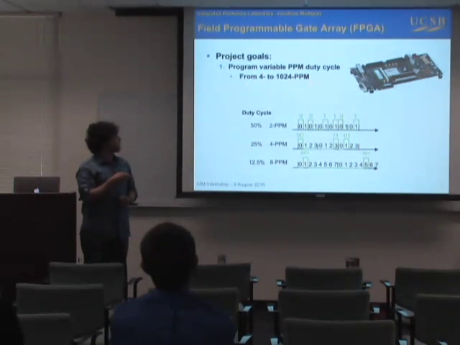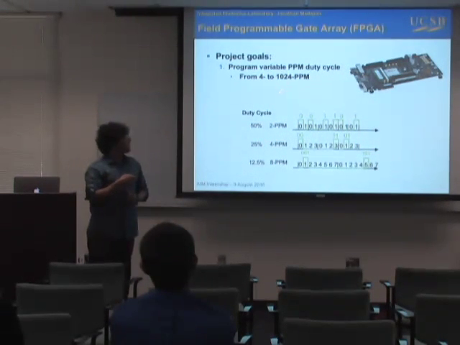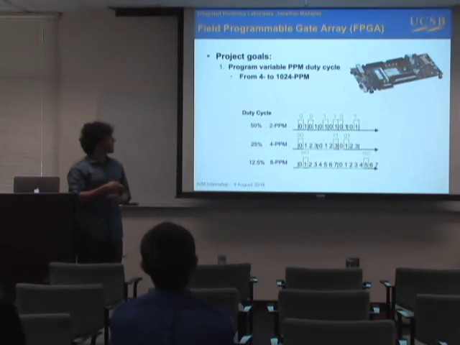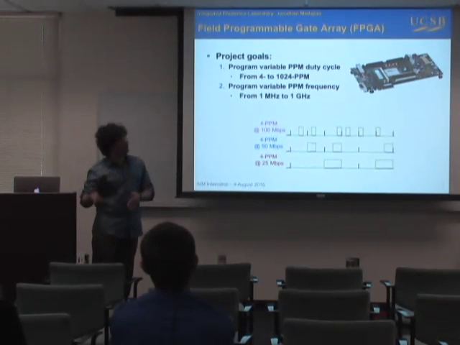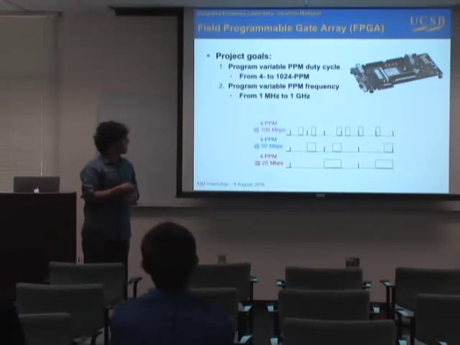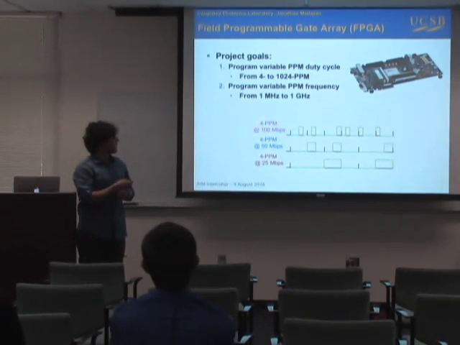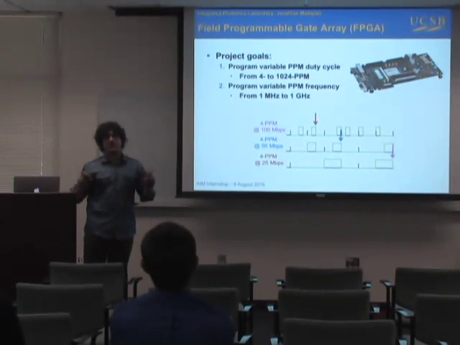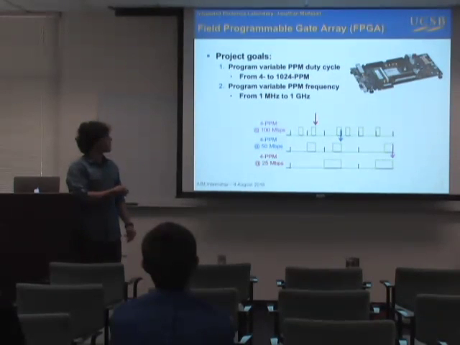Our goal is to generate signals that range from 4 to 1024 PPM, so basically varying the duty cycle in the signals. You can see some there, like I explained before. But we are also interested in testing various frequencies. So here you can see the same signal repeated 3 times, and this last one is more stretched out because it's a, quote, slower signal. It's just at a smaller frequency.